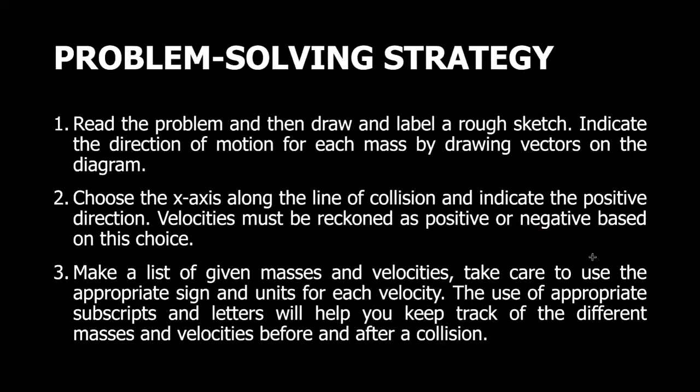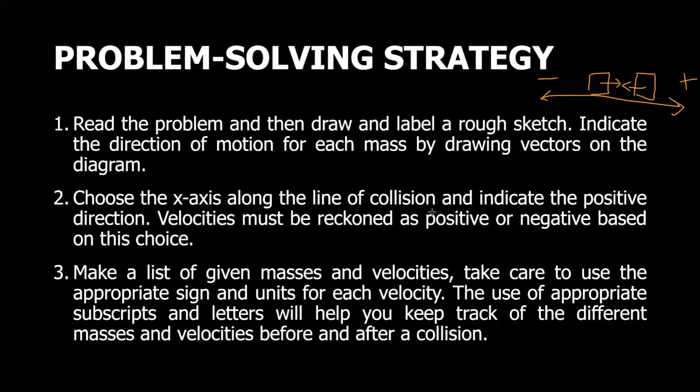Okay. Now, let's deal with the problem-solving strategy for these collision problems. The first step is to read the problem, which we really need to do, and then draw and label a rough sketch. Suppose you have two objects sliding. There, that's a rough sketch. Indicate the direction of motion by drawing vectors: one goes to the right, and this one to the left. Choose the x-axis along the line of collision. So, this is our x-axis. And indicate the positive direction. So, there is a positive direction here, and this is the negative direction, of course.